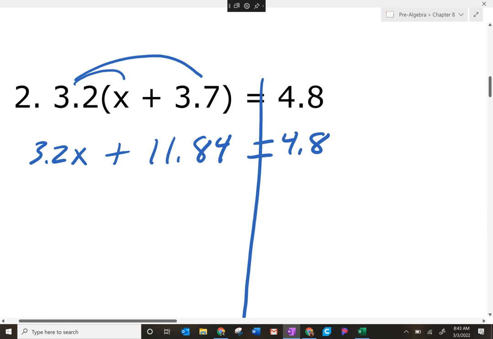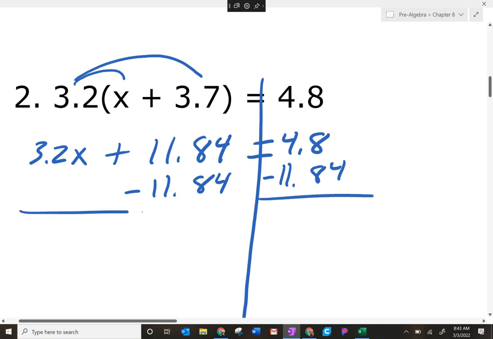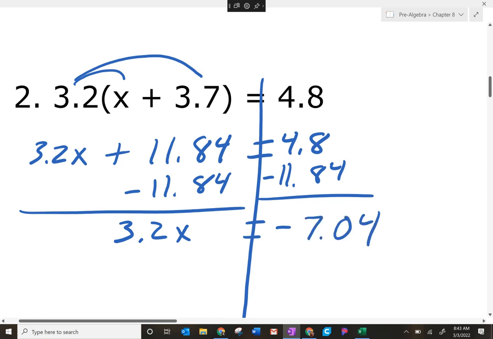All right, somebody new that hasn't said anything yet. Daniel, what do you think? Subtract 11.84 from both sides. Awesome. I'm trying to get that x on the side by itself, so I'm going to subtract that 11.84 on both sides. On this side, I'm left with 3.2x. On this side, I'm left with a, what'd you get? Negative 7.04. Do you guys agree?